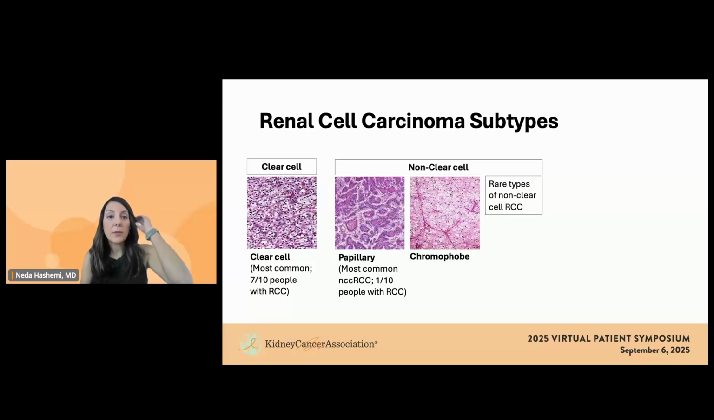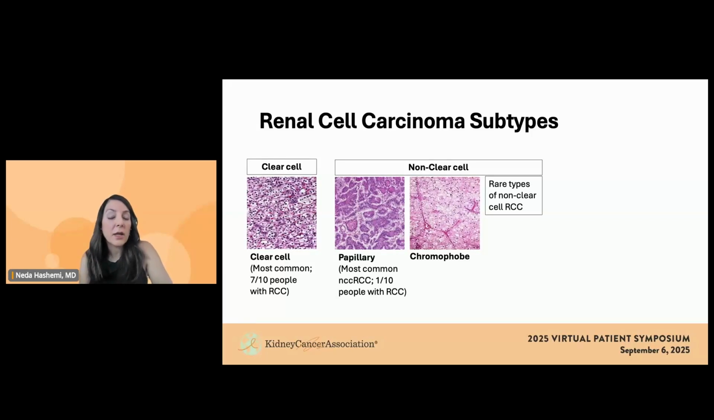And then there are other subtypes that we bulk together and we call them non-clear cell carcinomas. Of the non-clear cells, most common is papillary carcinoma. Papillary non-clear cell carcinoma is 1 out of 10 of patients with RCC. And then we have chromophobe. This is another type of non-clear cell RCC, may be seen in less than 1 out of 10 patients. And as you see, the cells are again clear but larger.